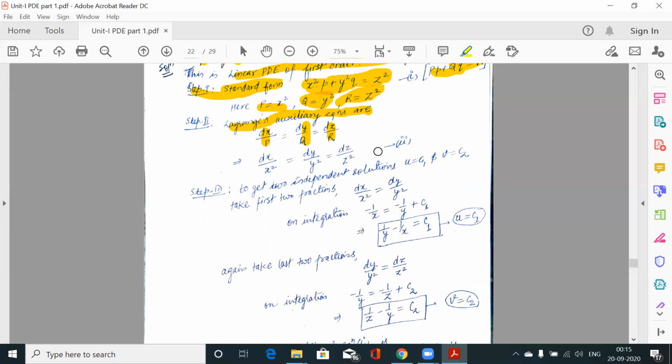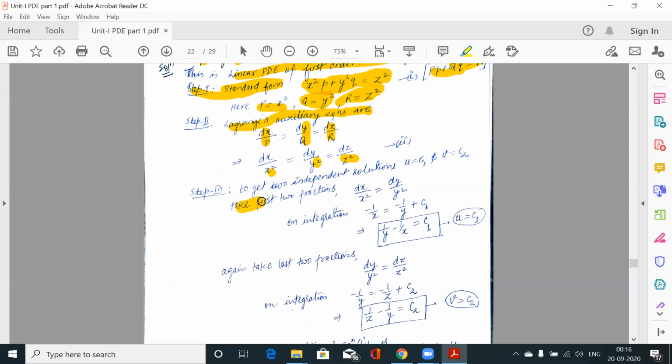So in this case, we are fortunate to have the same variable, meaning dx with the x variable, dy with the y variable, dz with the z variable. So directly we can integrate these fractions. So we can take any pair. We are given this flexibility that we can use any pair.